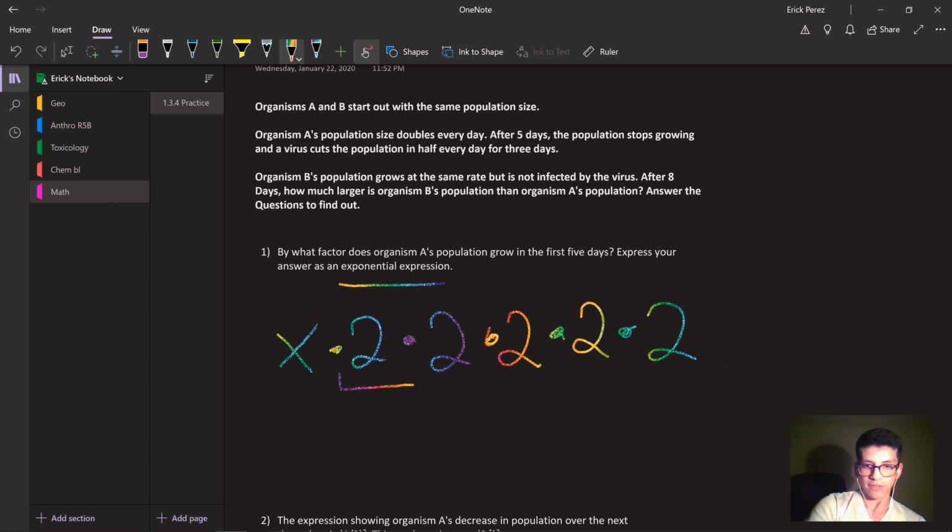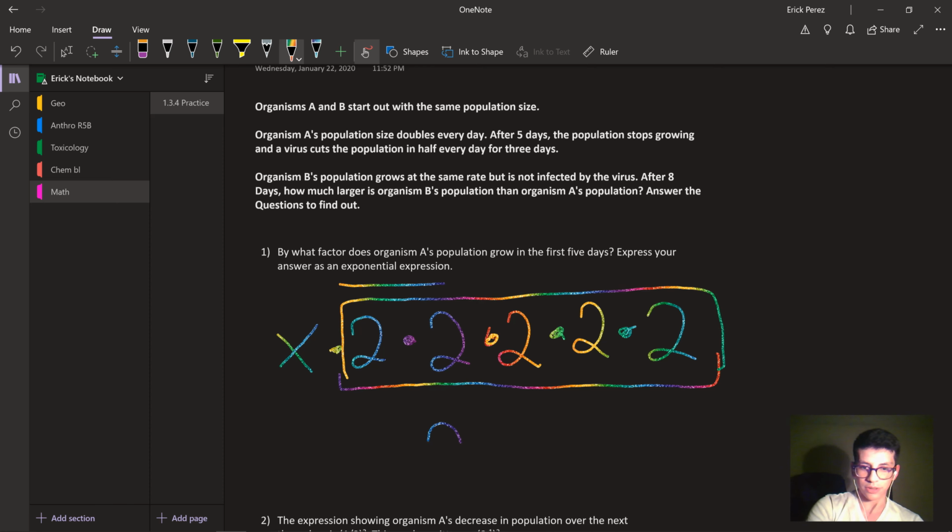There's a shortcut for saying what this is, and that's why we use exponents. When we multiply the same number by itself a lot of times, that's when we use exponents, okay? So look at the number that we're multiplying by itself. This 2, and how many times does this 2 come up? It comes up 1, 2, 3, 4, 5 times. So all these 2's are the same thing as saying 2 to the 5. And that's our factor of growth.